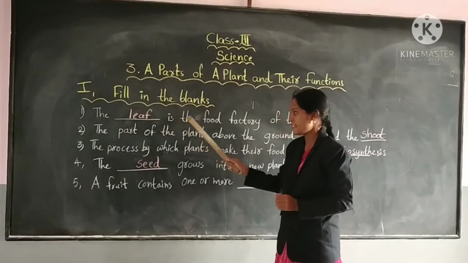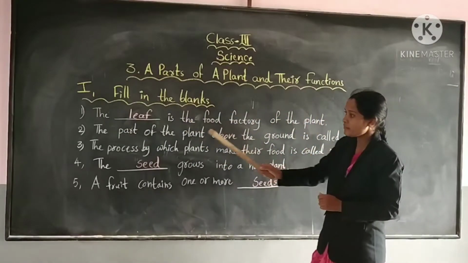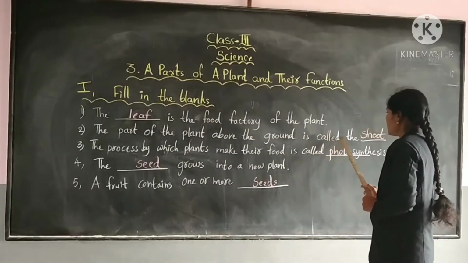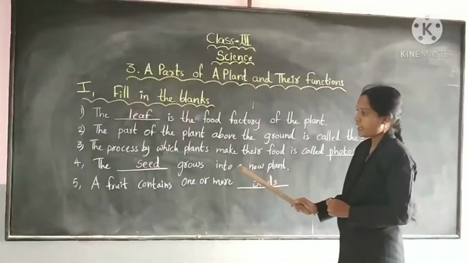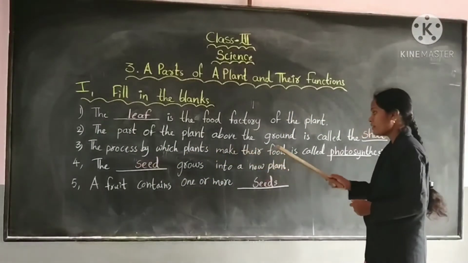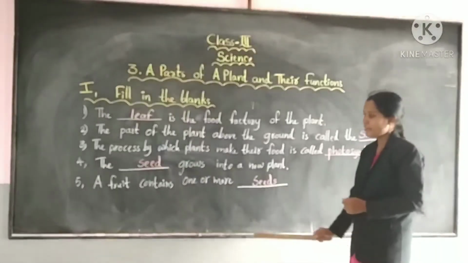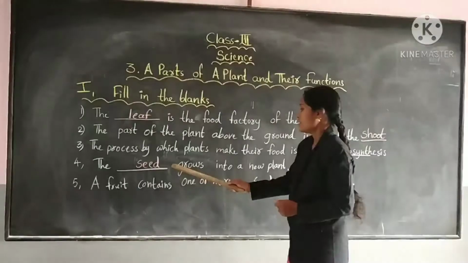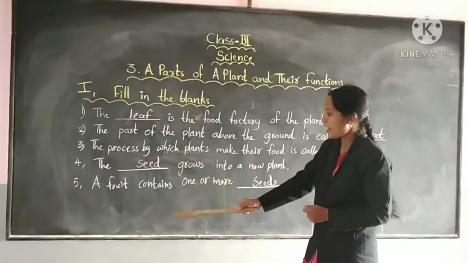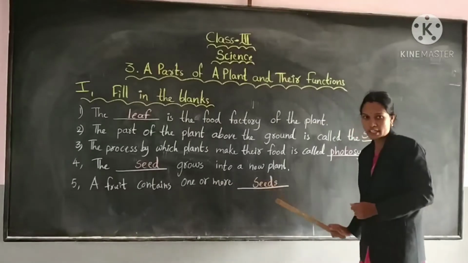The leaf is the food factory of a plant. Second one, the part of the plant above the ground is the shoot. Third one, the process by which plants make food is called photosynthesis. Fourth one, the seed grows into a new plant. And fifth one, a fruit contains one or more seeds.